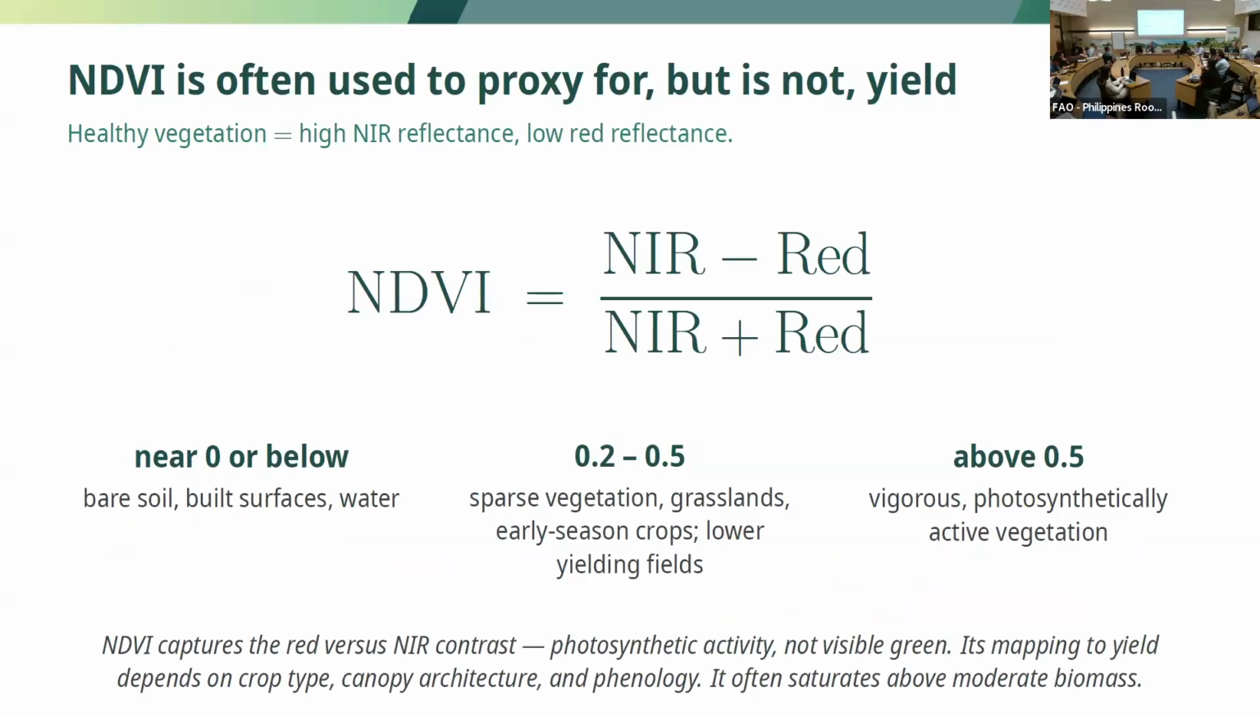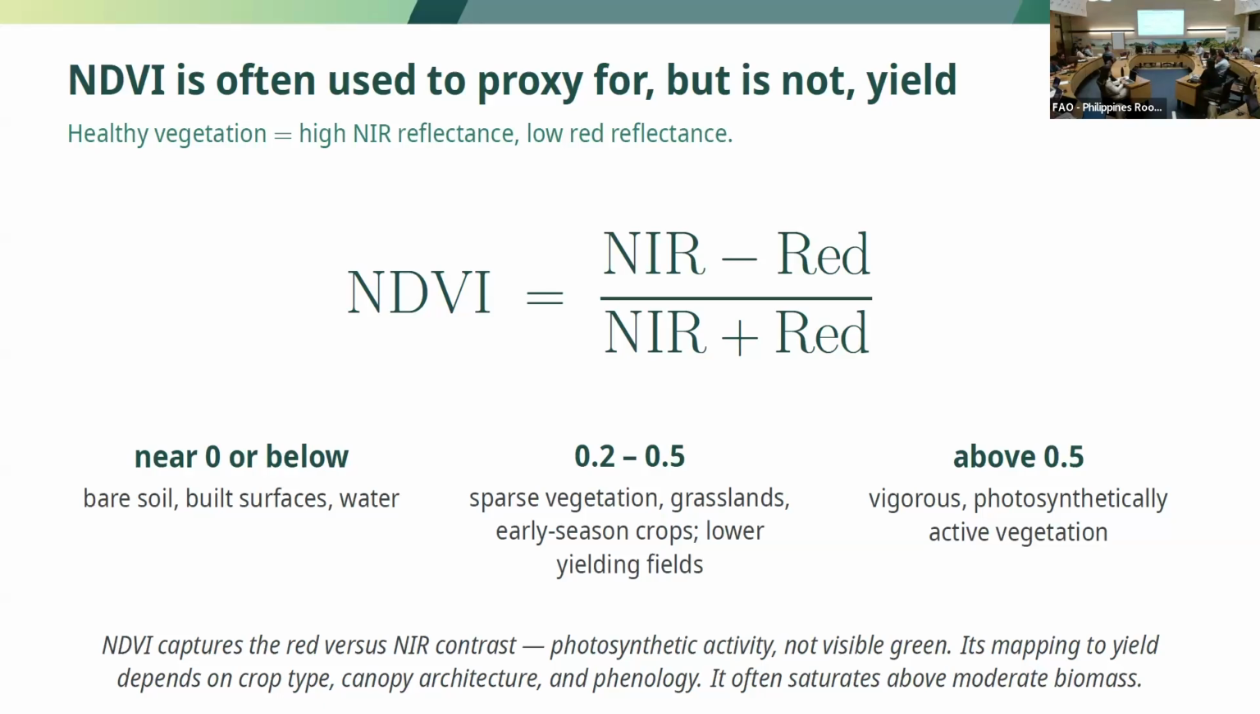So taking these two bits of information about how red and near infrared work together, we can see the construction of these numbers that you keep seeing pop up. Like in Ariel's presentation yesterday, you could see variation up to 0.3, for example. That tends to correspond approximately with what we see with sparse vegetation, grasslands, early season crops, and lower yielding fields. This is a rough rule of thumb, but there's a couple of other heuristics you can also employ. Above 0.5, we tend to see more vigorous photosynthetically active vegetation.